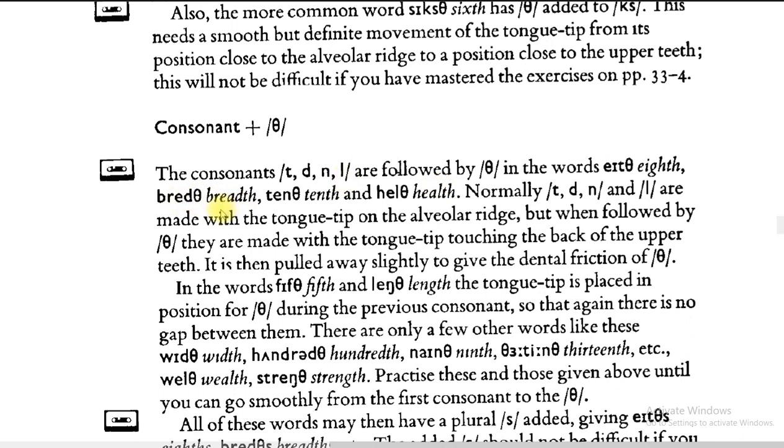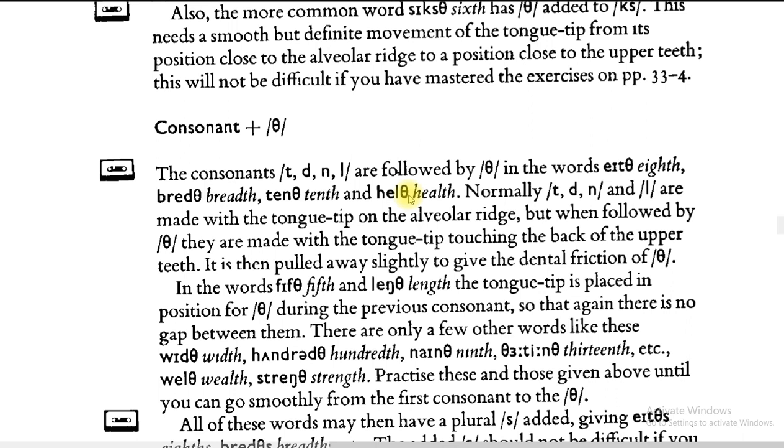This word breadth. So we have here two consonants in sequence, the d sound and then the th sound, D and then th, in the final position. The next example, tenth, n and then the th sound. And finally, health, this l sound and then the th sound.